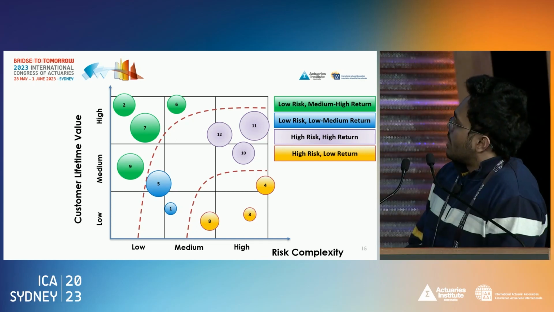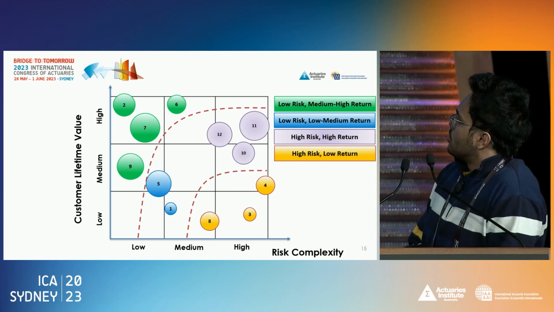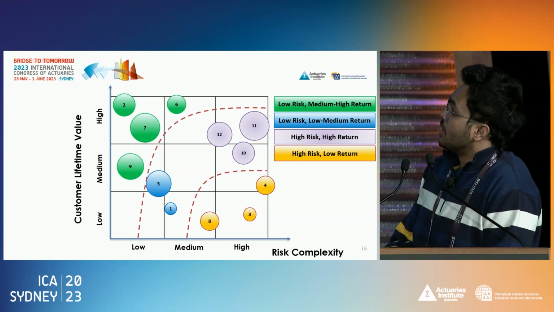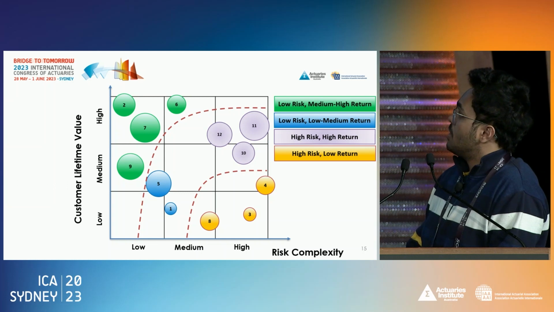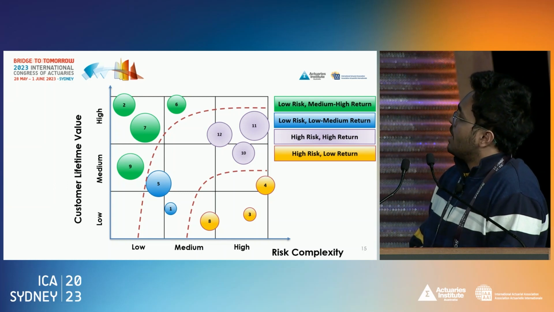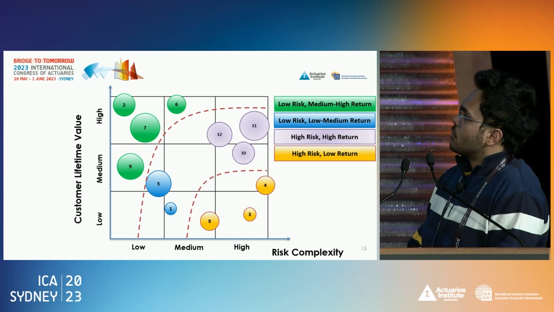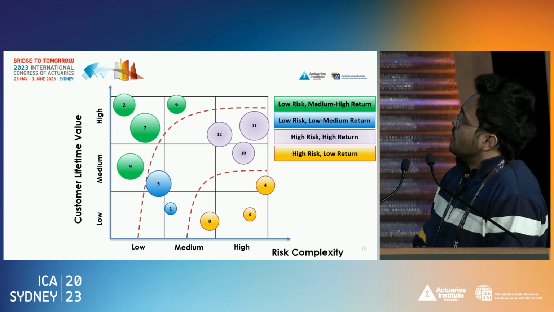And on the other end of the spectrum are customers or customer segments where the risk complexity is high. The customer lifetime value may still be medium, but there is more uncertainty with respect to the ability of our actuarial models to predict their customer lifetime value.